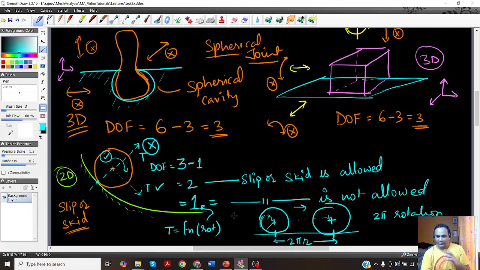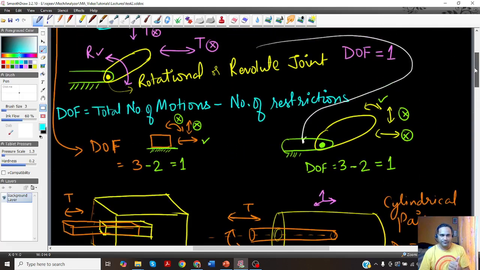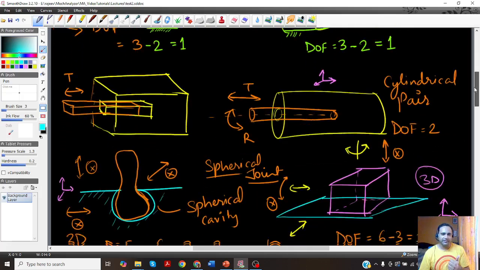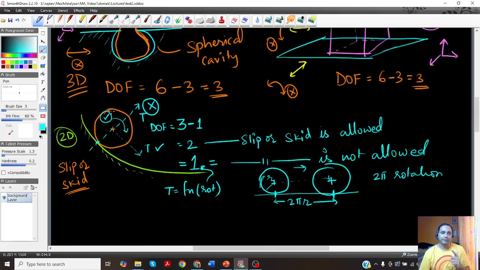So there are different ways of looking at the degrees of freedom of a pair. As I said, first you should understand where motion is possible. That is one way of looking at it. Second, you can also see where motion is not possible, and accordingly you will be able to find out the degree of freedom of a kinematic pair.